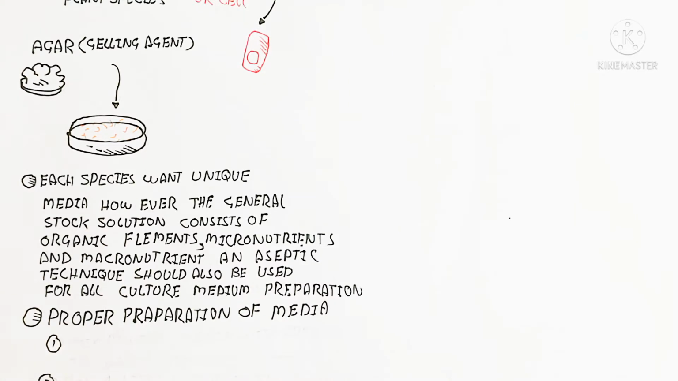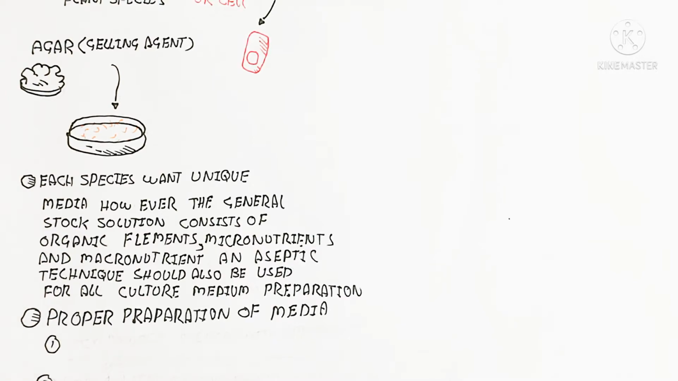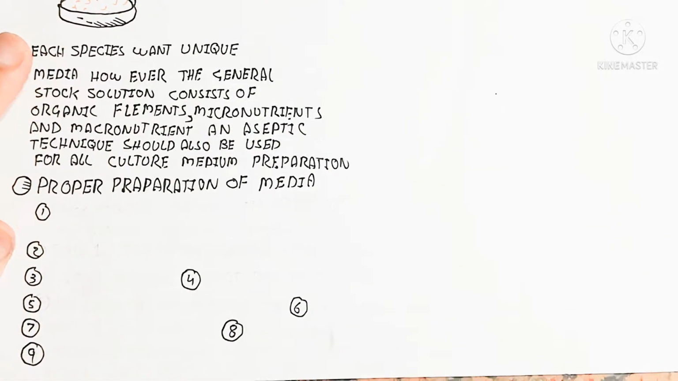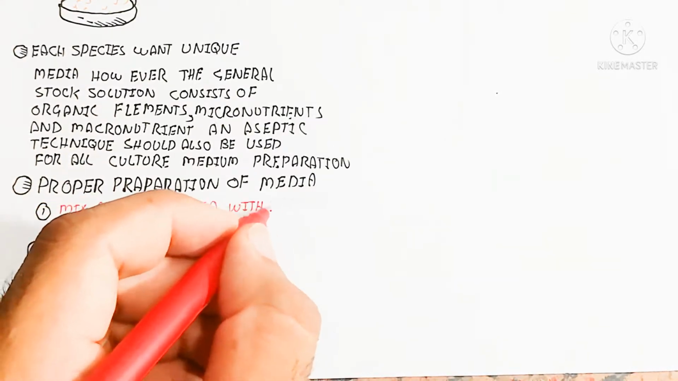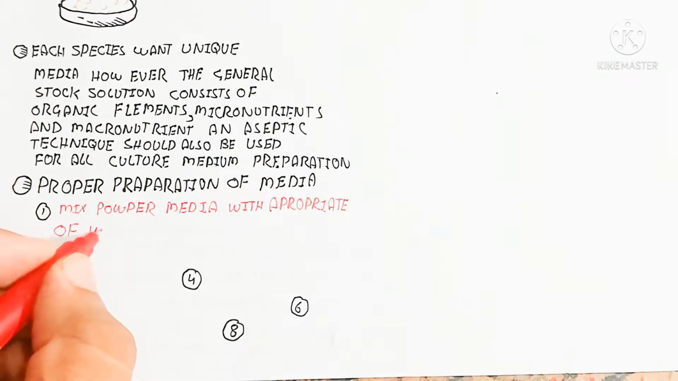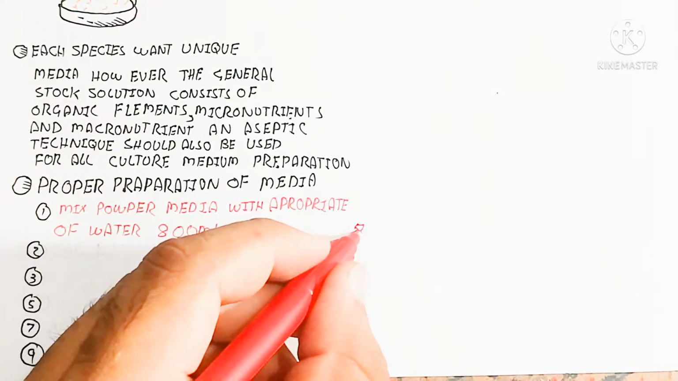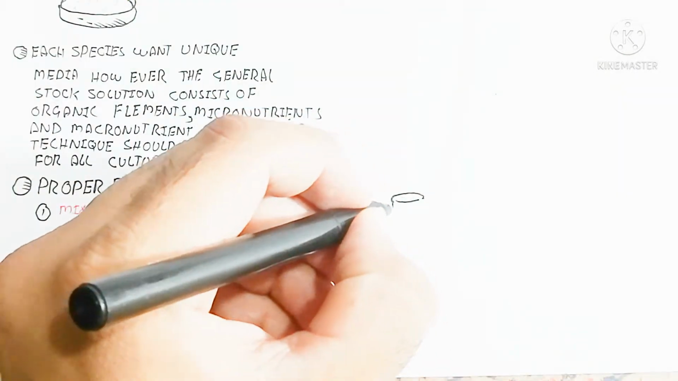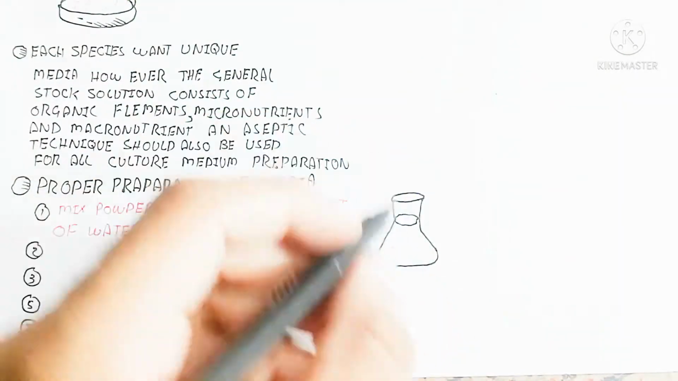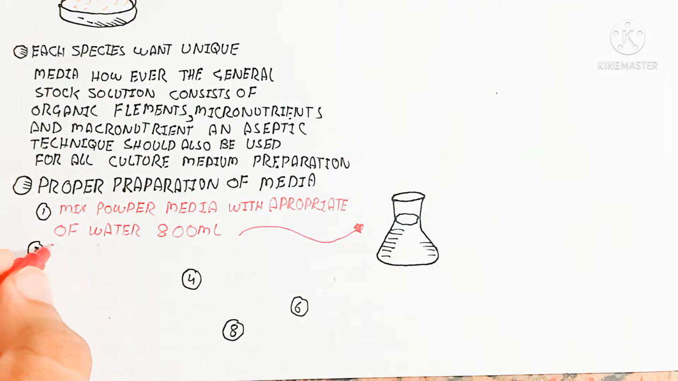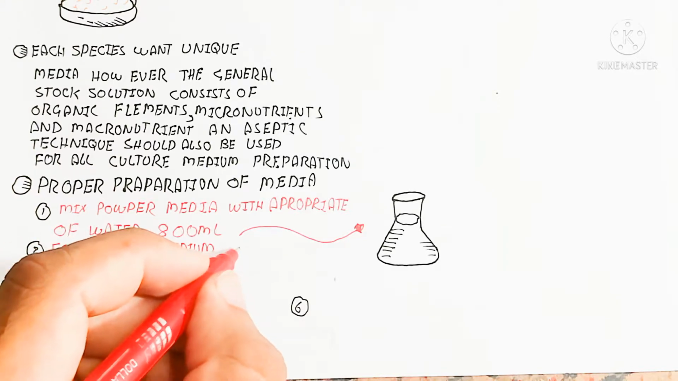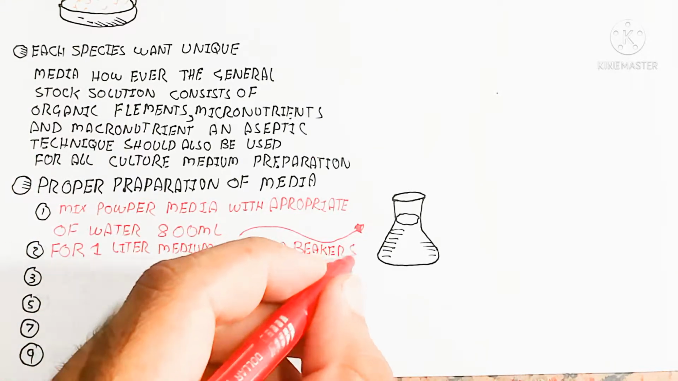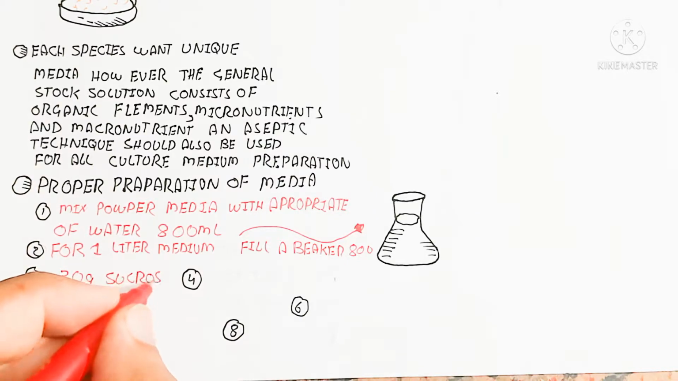Now we will discuss the proper preparation of media. Mix the powdered media with an appropriate amount of water, 800 ml, which we use for 1 liter of medium. So fill a beaker with 800 ml of water, and in the third step we use 30 grams of sucrose, and set the pH at 5.8. A pH of 5.8 means slightly acidic, near to acidic basically. Then add 8 grams of agar to the beaker.